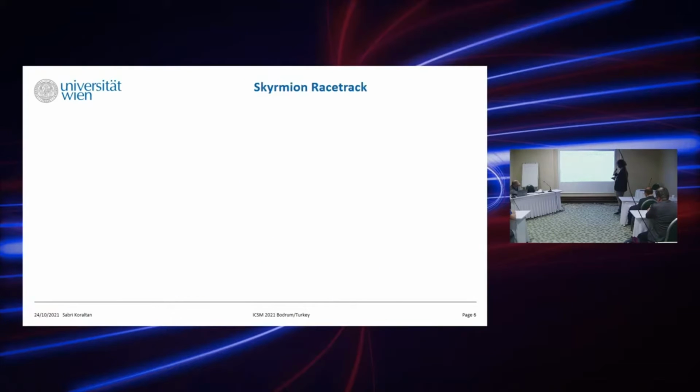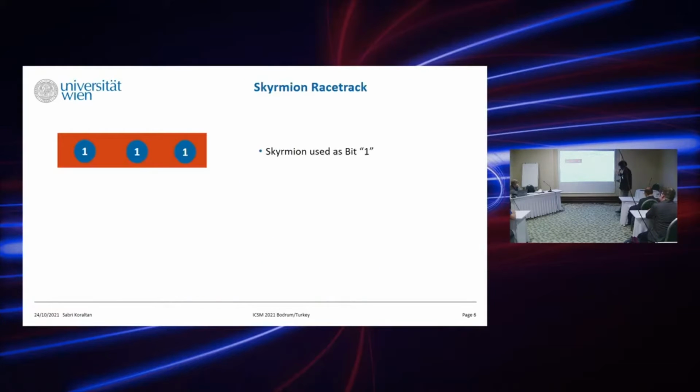Now if we come back to the skyrmion racetrack, the skyrmions are used as bits. So we have a bit of 1, and whenever a skyrmion is missing, we have 0. Basically the information is encoded in the distance between the skyrmions. And the skyrmions can then be moved by applying spin polarized currents and spin torque effects.